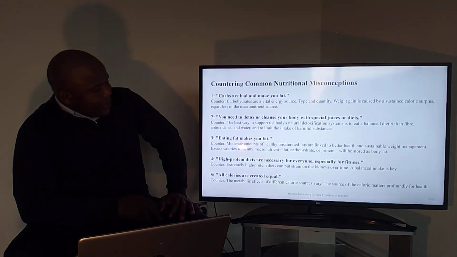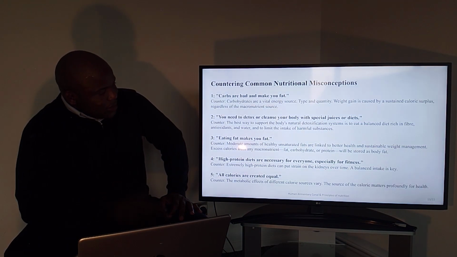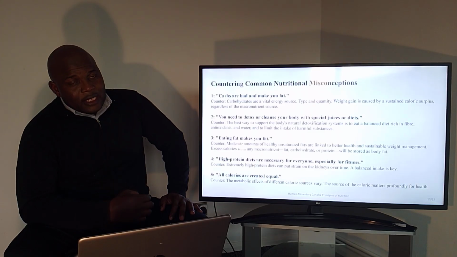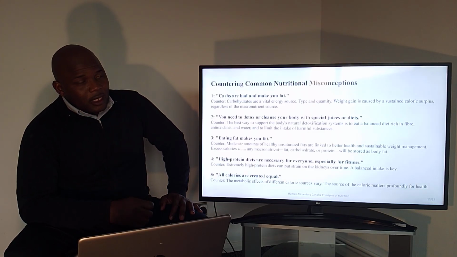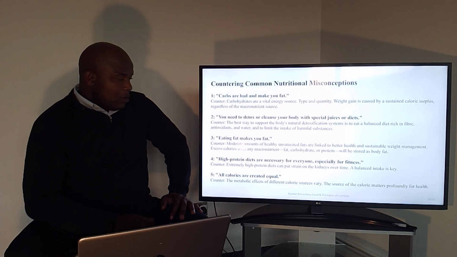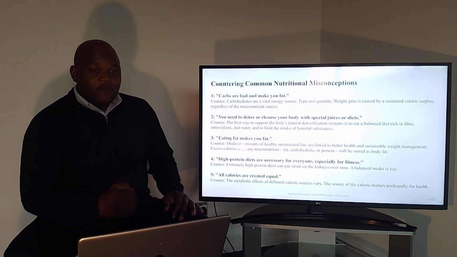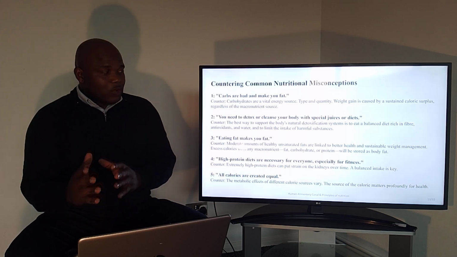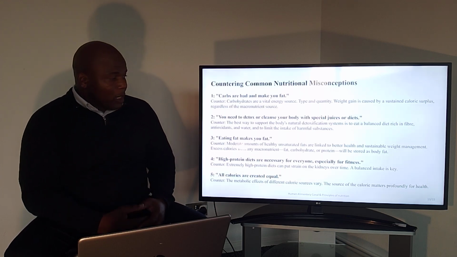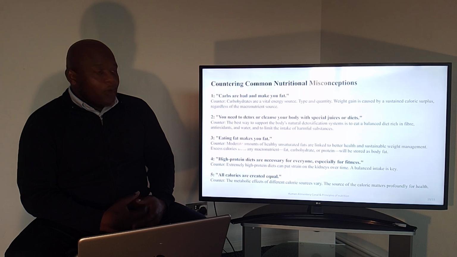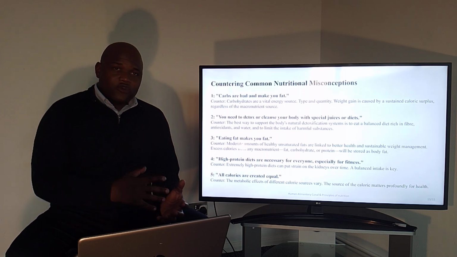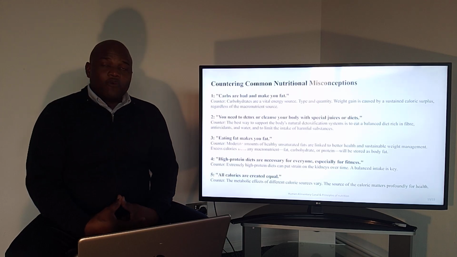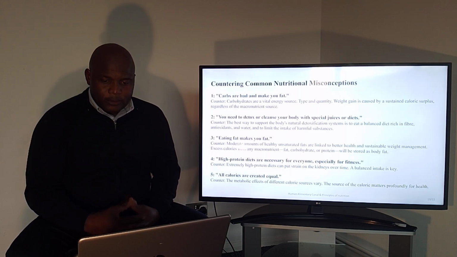Number five, all calories are created equal. As we mentioned earlier, the calorie sources matter. There are good calorie sources and there are bad. Calories from junk food are definitely going to add on to your body fat and weight, but calories from healthy food, be it vegetables, fruits, also aid the positive balancing of your health.